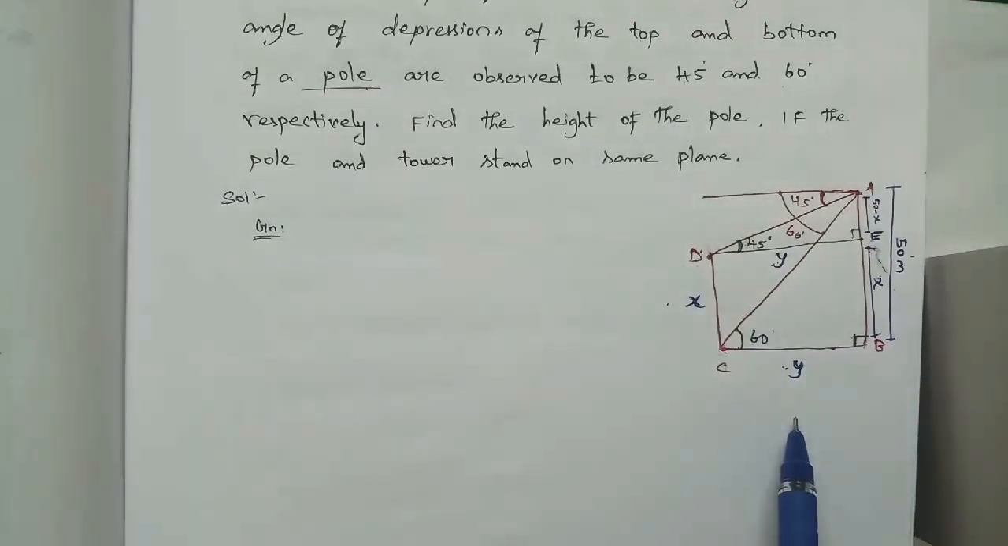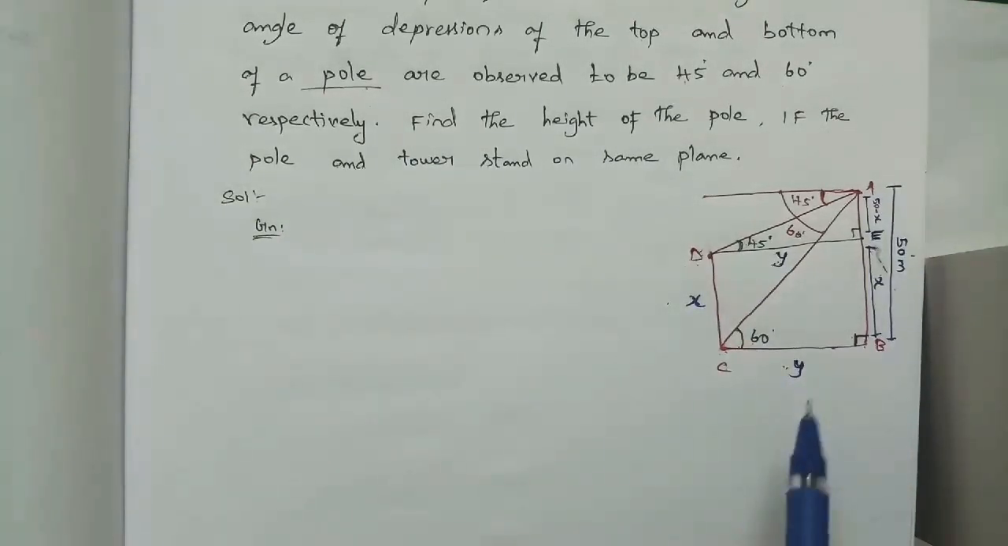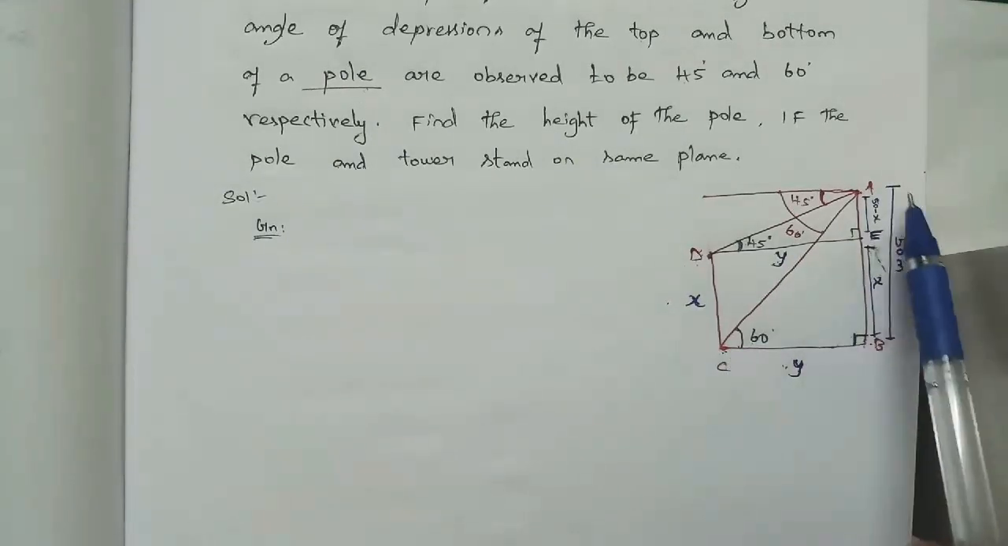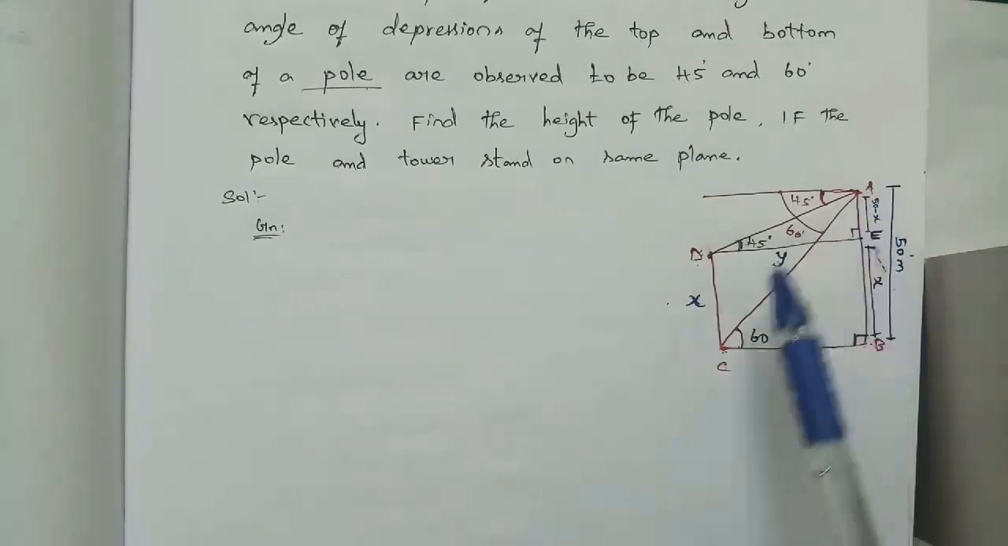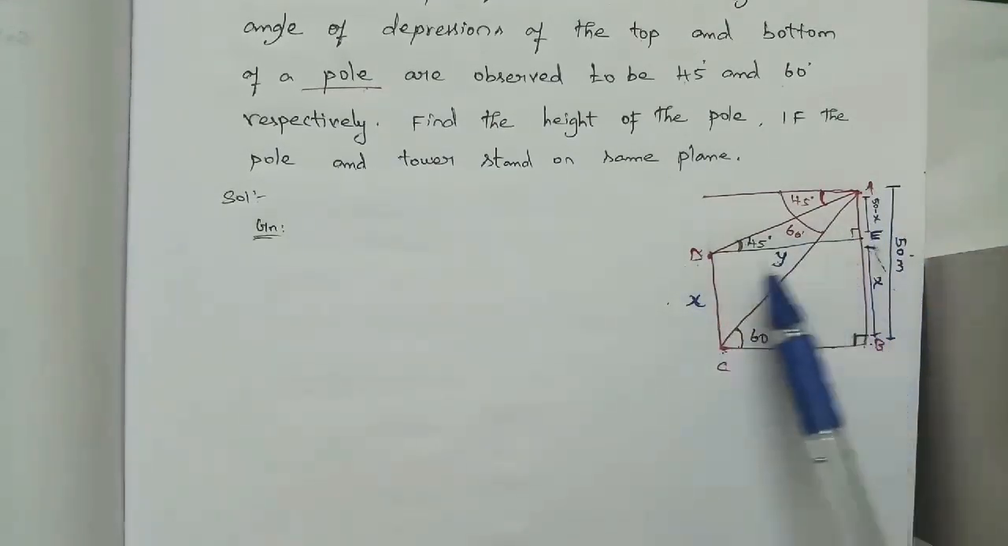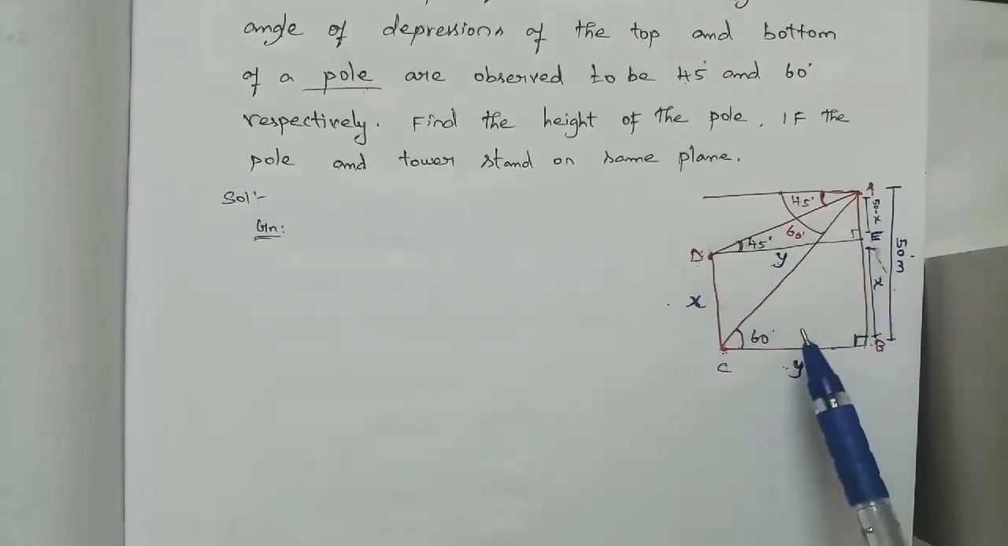First, you have to differentiate the triangles. What are the two right triangles we are having? One is triangle ABC, which is a right angle triangle. The second right angle triangle is AED. So we are having two right angle triangles.